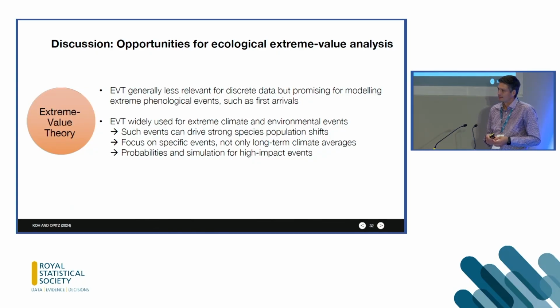Extreme value theory is already very widely used for modeling extreme climate and environmental events. It is well known that such events can drive important shifts in species populations. And we could focus on very specific extreme events, not only some long-term climate averages that are commonly used in traditional species distribution models. An interesting added value of extreme value theory is that we can estimate probabilities and we can do simulation for these high impact events.